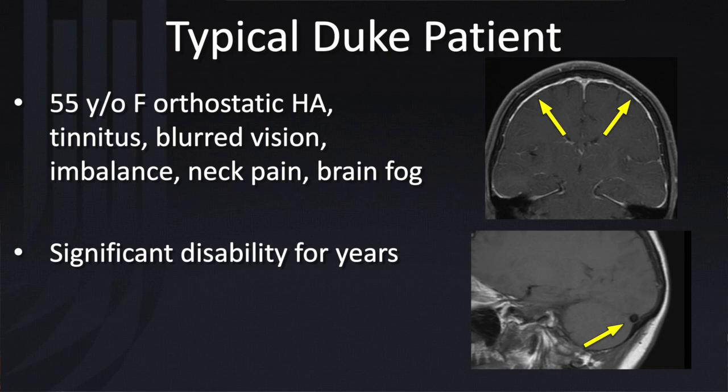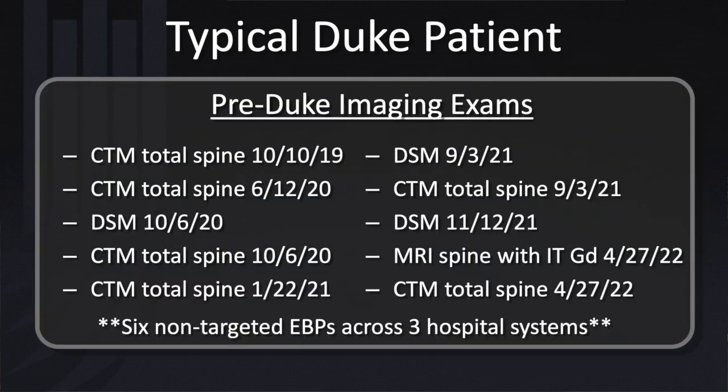And let me just talk about a typical Duke patient. This is not an abnormal, unique case, but we see this a lot, right? Classic symptoms, all the stuff. They definitely have SIH based on the brain imaging and significant disability for years. And look at all of the exams that the patient had prior to coming to a center where we were able to find the leak, do targeted patching, or cure the patient.